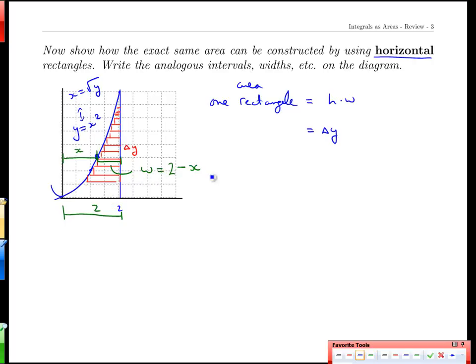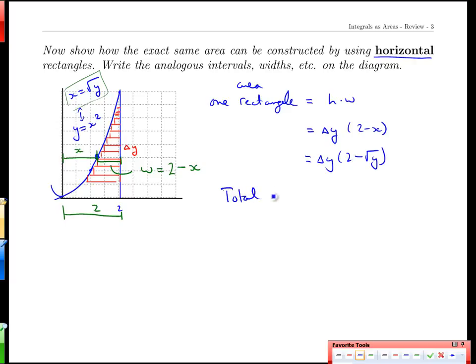With this width, we can now finish off our area, the area of one rectangle. Delta y times 2 minus x. But if you look at this, we have to remember that we don't want to mix our x's and y's. So what can we do? Well, we know that if we pick an x coordinate, we can also find the matching y coordinate by x equals root y. And so we can get the area of our rectangle as delta y times 2 minus square root of y.